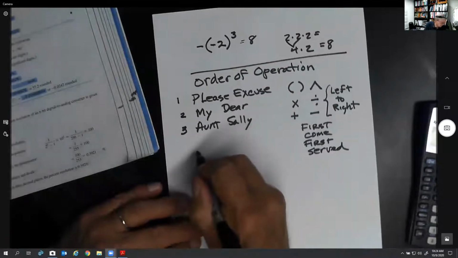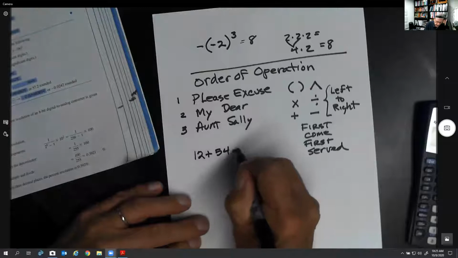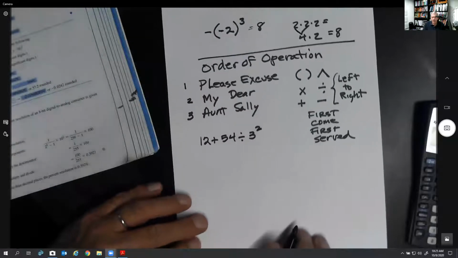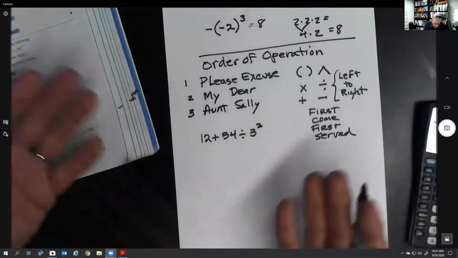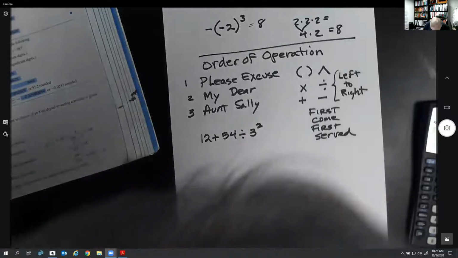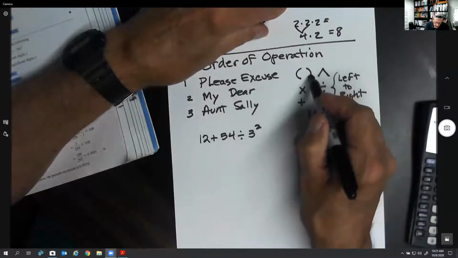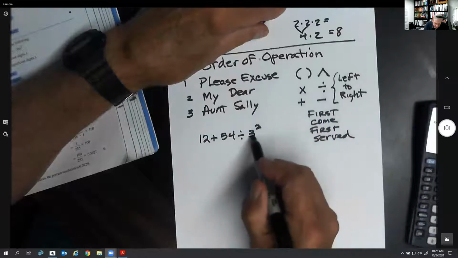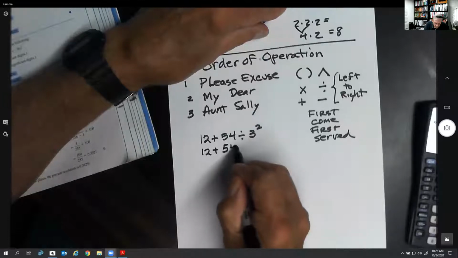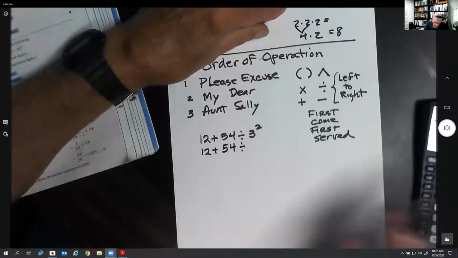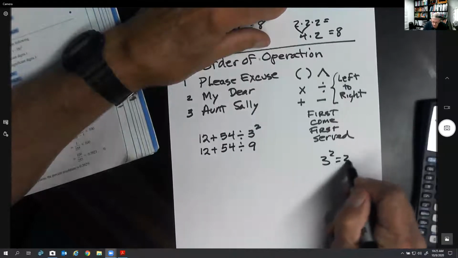All right, let's try one and see if we can do it. Here we have a problem. 12 plus 54 divided by 3 squared. Okay, in your mind, it says put those together. It's a lot easier, 66. No, don't do that. We have to go in the order. We look for parentheses and powers. So I see a power here. We're going to do that first. 12 plus 54 divided by 3 times 3. I don't need my calculator for that. 9. 3 squared, 3 times 3.